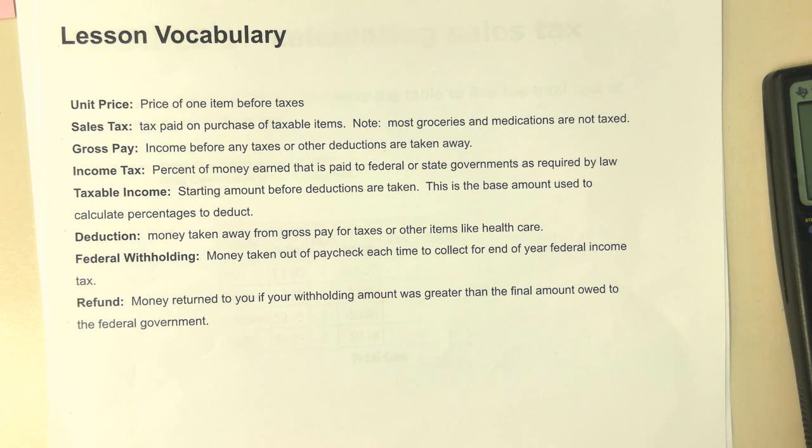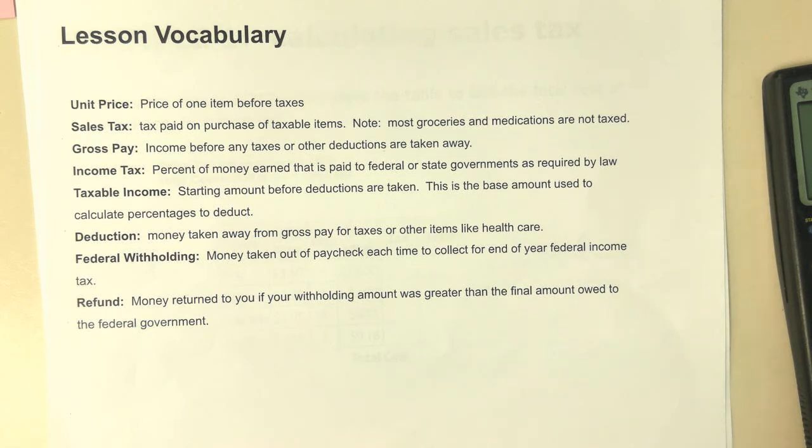Income tax is taken as a percent of the money you earned, and it's paid to federal, state, or local governments as required by law. The percentages are defined in the law. Taxable income is the starting amount before any deductions are taken. This is the base amount used to calculate percentages to deduct. For the purposes of what we're doing, gross pay and taxable income will be basically the same thing. A deduction is money taken away from your gross pay for taxes or other items such as health care.